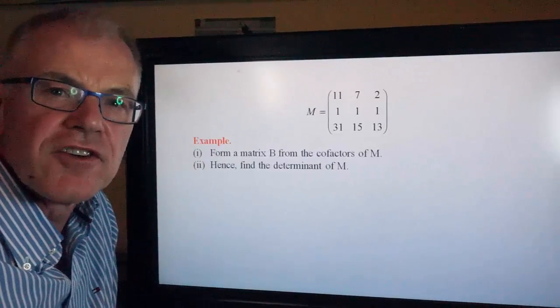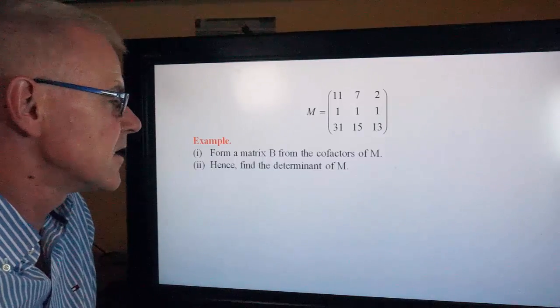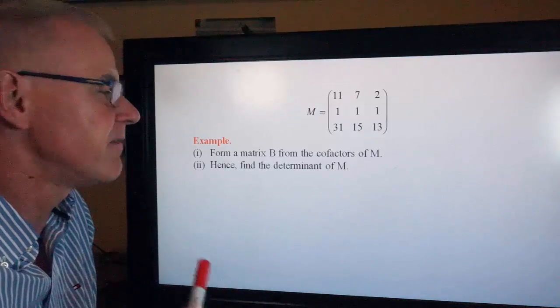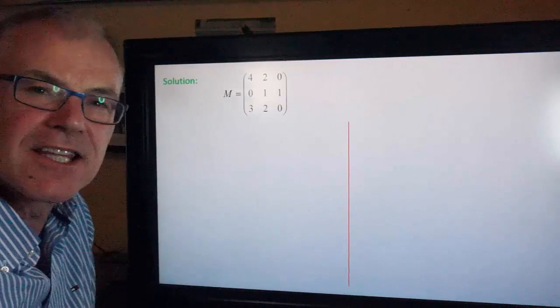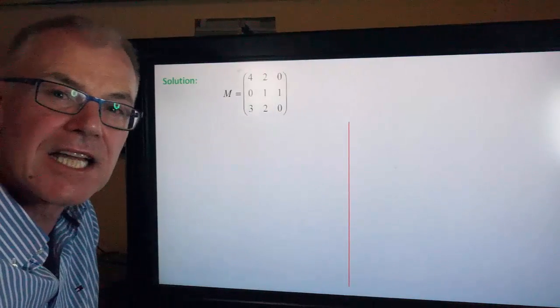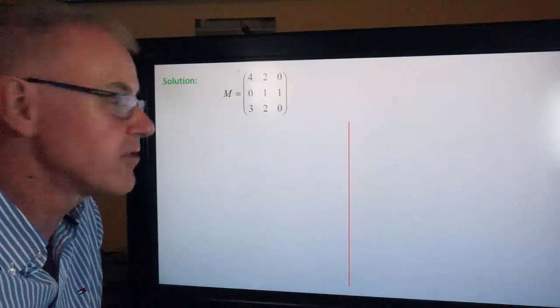Let's have a look at another example. Here we're given a 3 by 3 matrix, and we're asked to form a matrix B from the cofactors of n, and then find the determinant of n. Okay, well first, to get the cofactors, we get the minors of each of the elements, and we take into account the sign of the element within the position of the matrix.